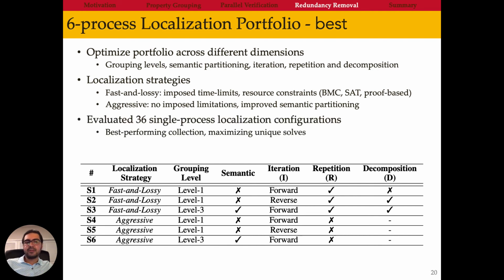To come up with the best performing combination of localization strategies, we evaluated 36 different single process localization configurations and chose the final set to consist of 6 single process configurations that maximize the number of unique solves per configuration. Our portfolio consists of 3 processes with fast lossy strategies, so that's S1 to S3, and 3 processes running aggressive localization strategies, so that is S4 to S6. The individual strategies in the portfolio differ in terms of grouping levels, whether semantic partitioning is enabled or not, and they use different combinations of our proposed heuristics.